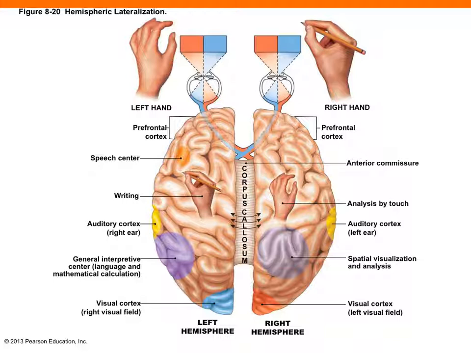This shows you the illustration, the left side of the brain, the right side of the brain, and it shows you right-handed and left-handed and how the corpus callosum communicates with both sides of the brain.